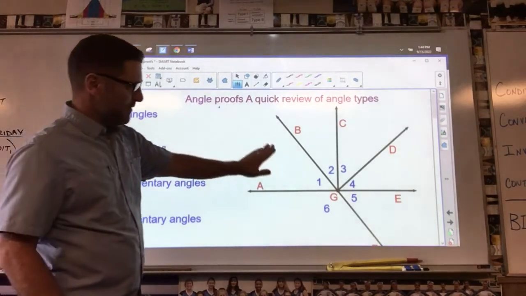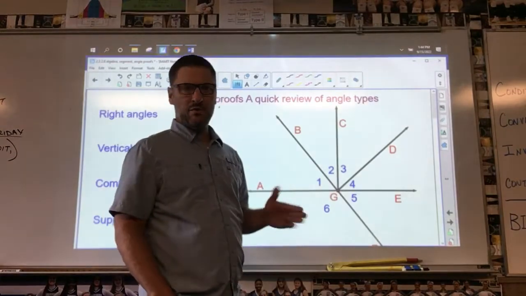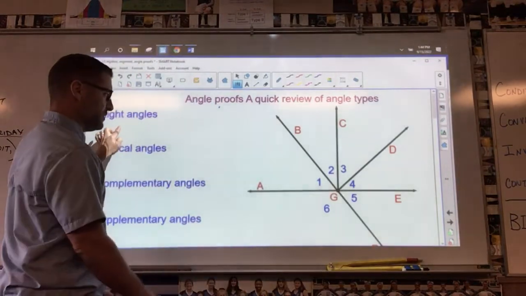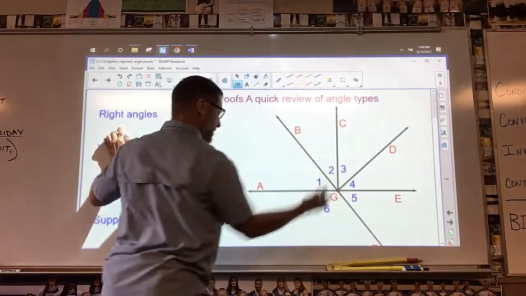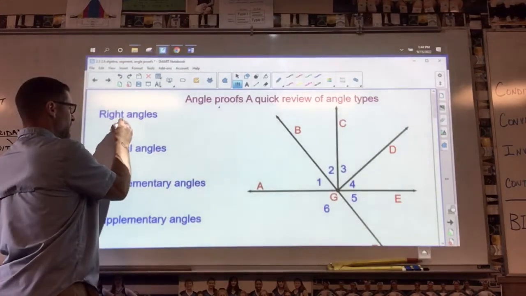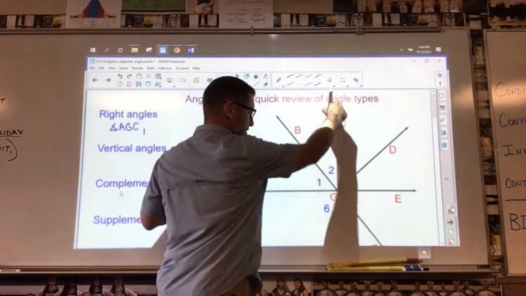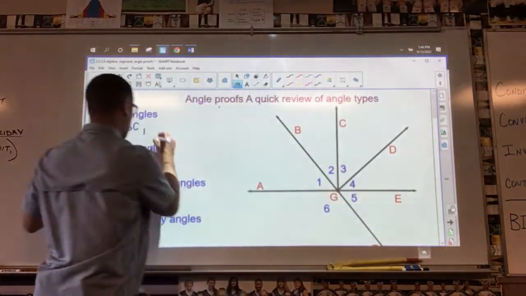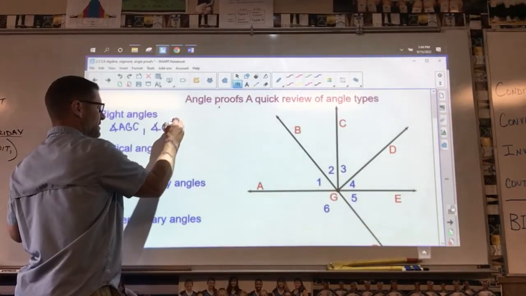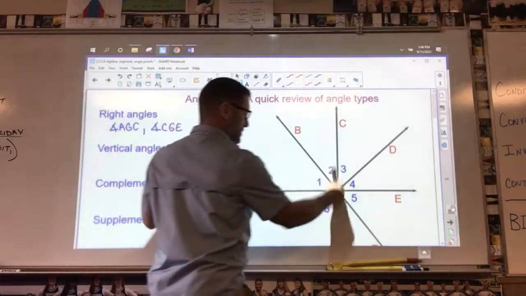So I don't have any marks on here, but there appears to be a whole bunch of right angles, so I'm going to start by listing those. So I see a right angle here, AGC is a right angle. That one appears right. This one, CGE, appears to be a right angle. So I got those two.